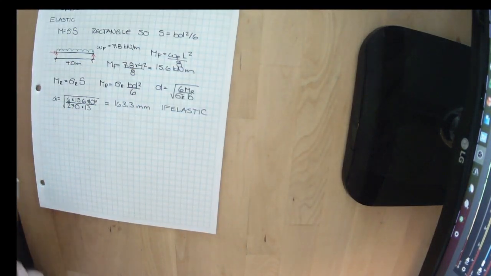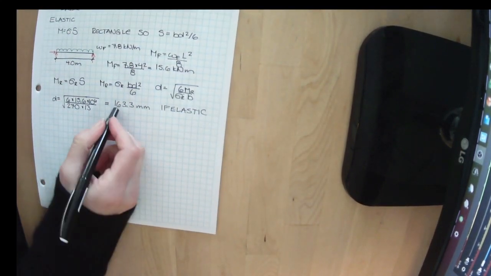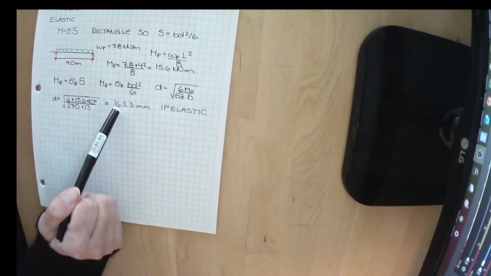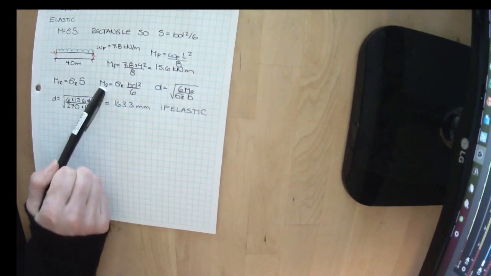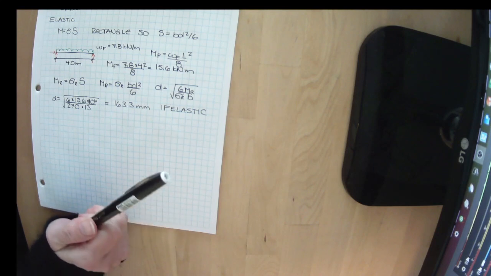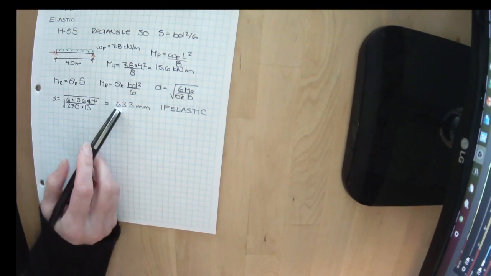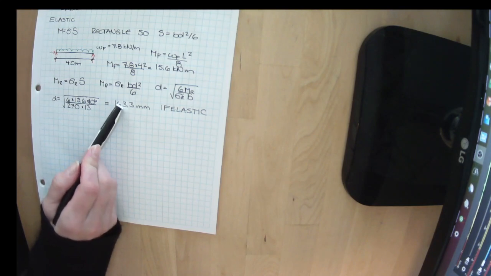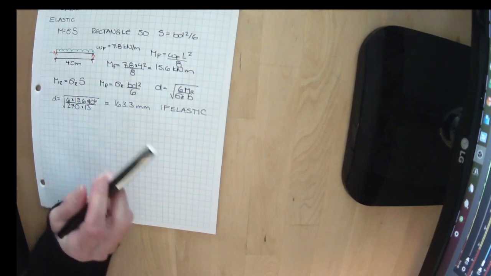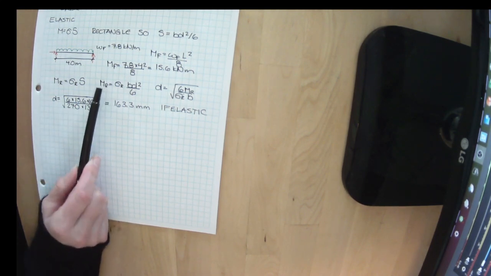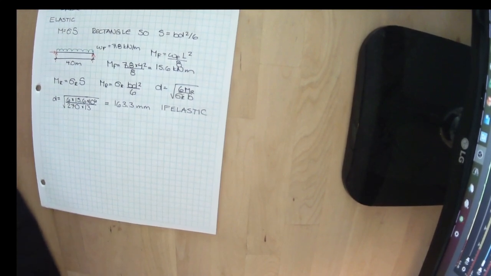So for elastic bending, we need a beam that is at least 163.3 millimeters deep. If we have one that is deeper, our MR would go up. That is wonderful. We would have an MR greater than MF. If we used a beam that was shallower, so say we used one that was 160 millimeters deep, our MR would be a lower value, which means then our MR would be less than MF.